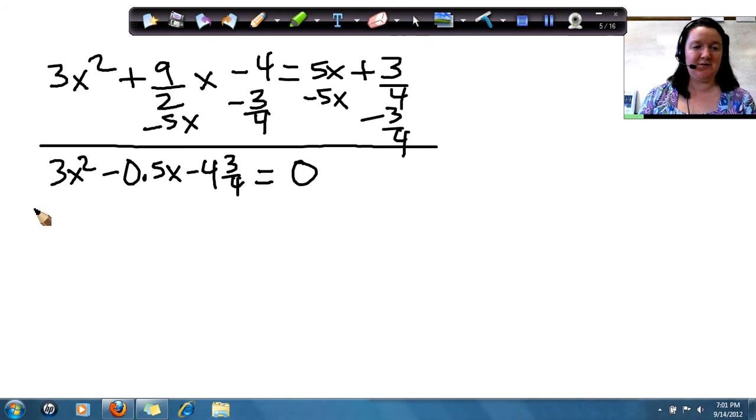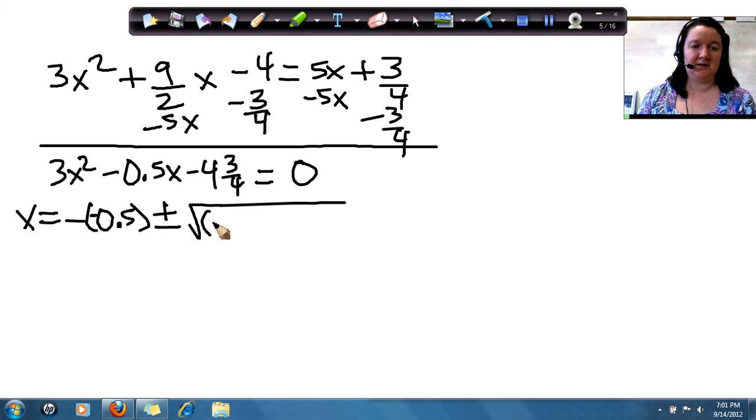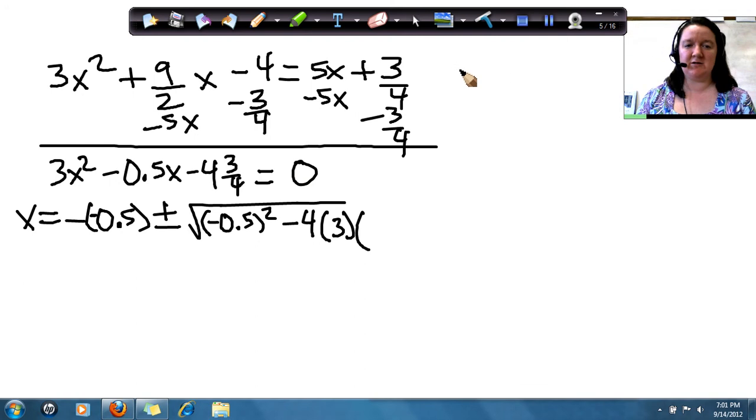45. So let's use the quadratic equation. x equals negative b, that is negative 0.5, plus or minus the square root of b squared minus 4 times a times c. Now I want to make c into a mixed number. I had a negative 4 3/4.